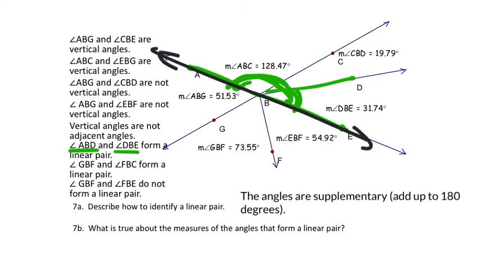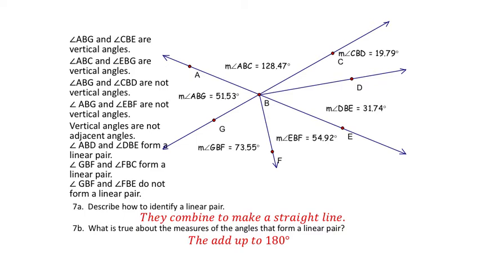What is true about the measures of the angles that form a linear pair? It's the same thing that we just wrote right there. That works. Yeah, this is another way to say it. They combine to make a straight line. That's good. Okay.